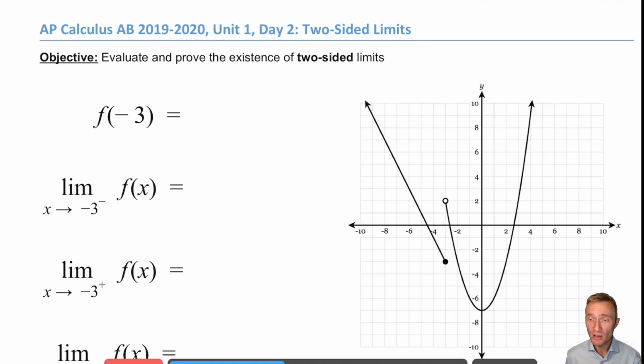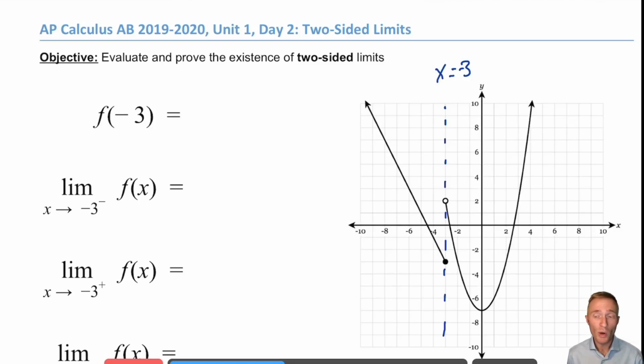Something you might have seen on Delta Math last night is to be asked about the behavior of this function as we approach some value, let's say -3. The first thing I'm going to do, these are all annotations that you can do, is draw a dashed line down through x equals -3. That's going to help me visualize what's happening at -3 to answer these questions.